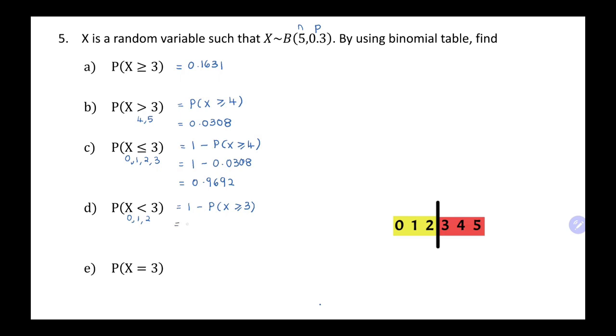And P(x greater than or equals to 3), kita dah cari di A. So kita copy balik answer 0.1631. Then we minus, we get answer 0.8369.